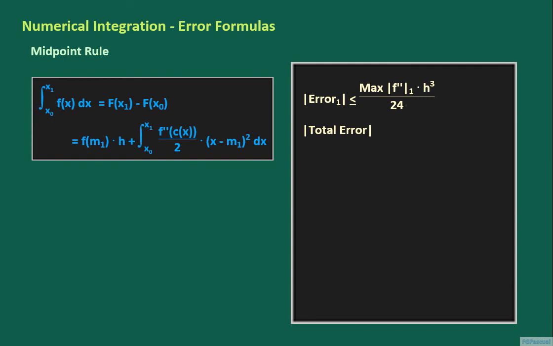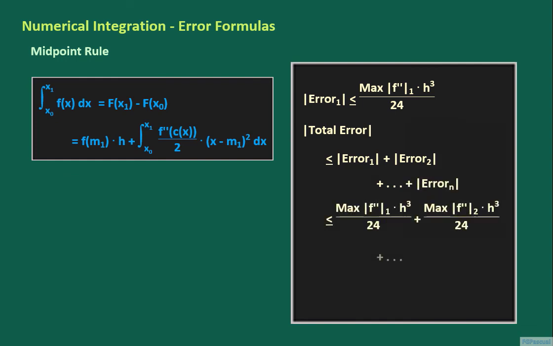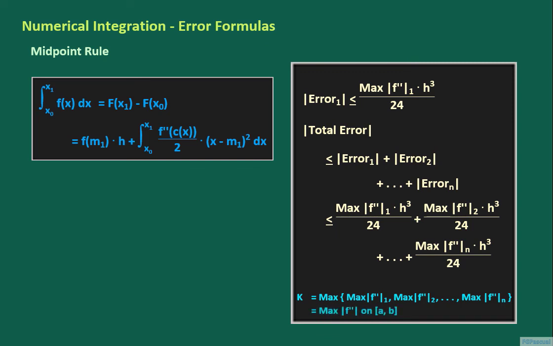The absolute value of the total error then, when using the midpoint rule when estimating the integral of f over the entire interval from a to b, should be less than or equal to the sum of the absolute values of the different errors. We define capital K to be equal to the maximum of all the maxes of the absolute value of f double prime over all the different subintervals. Capital K, it should be noted, is equal to the maximum of the absolute value of f double prime over the entire interval from a to b, assuming of course that f double prime is continuous over the entire interval.